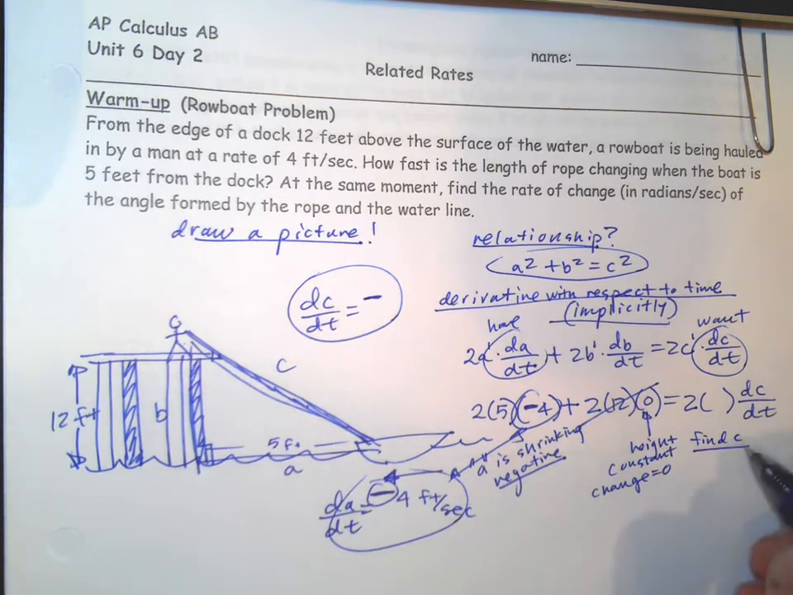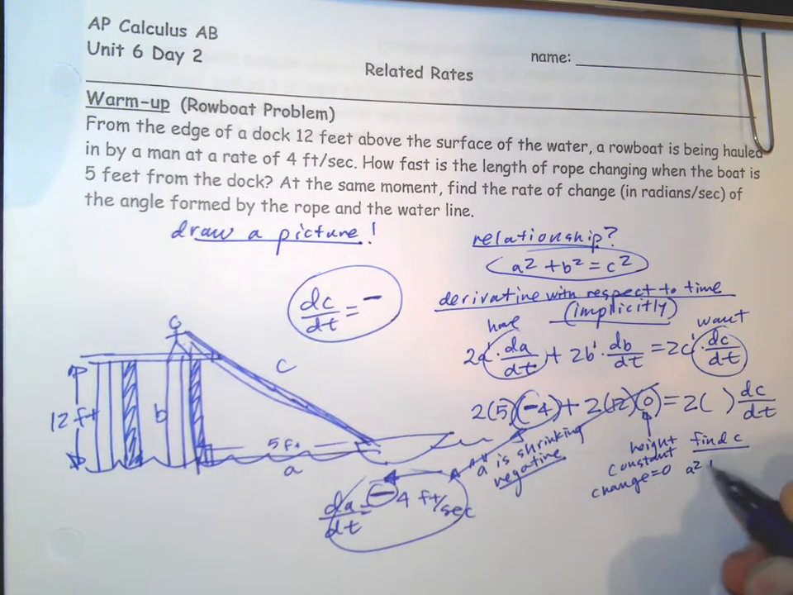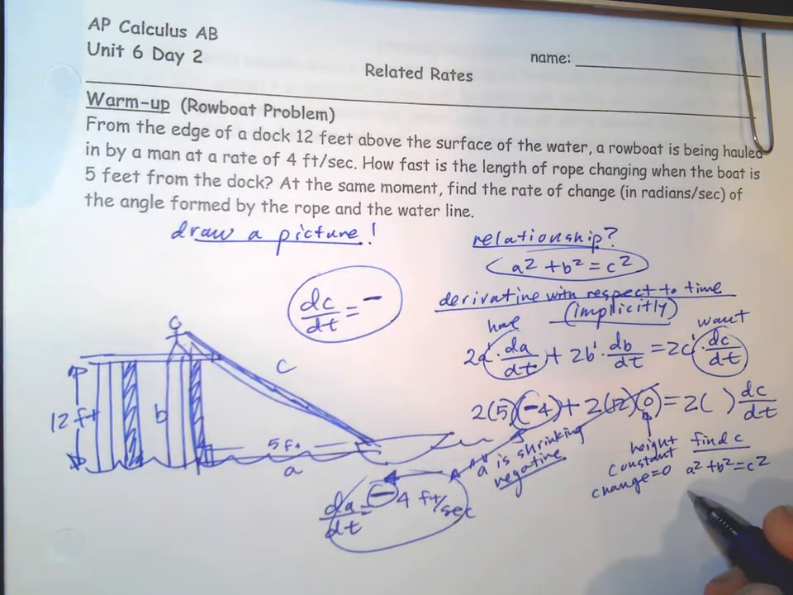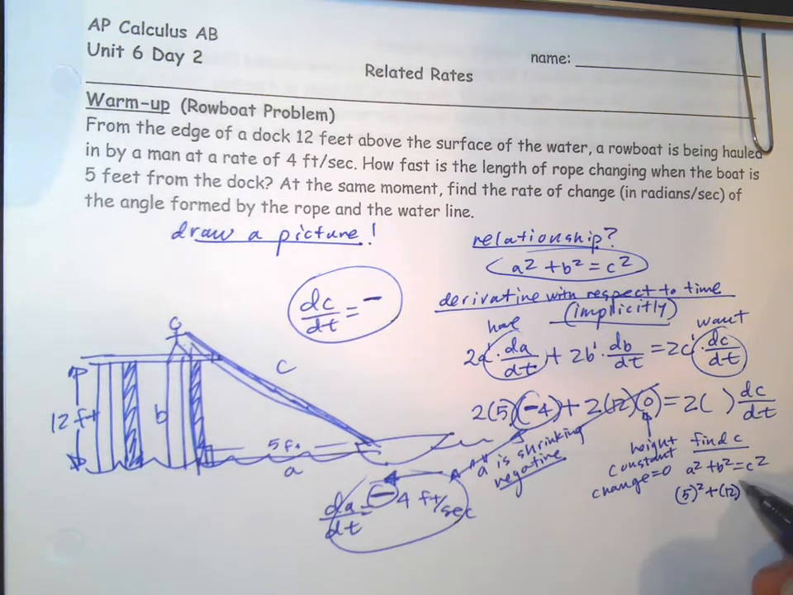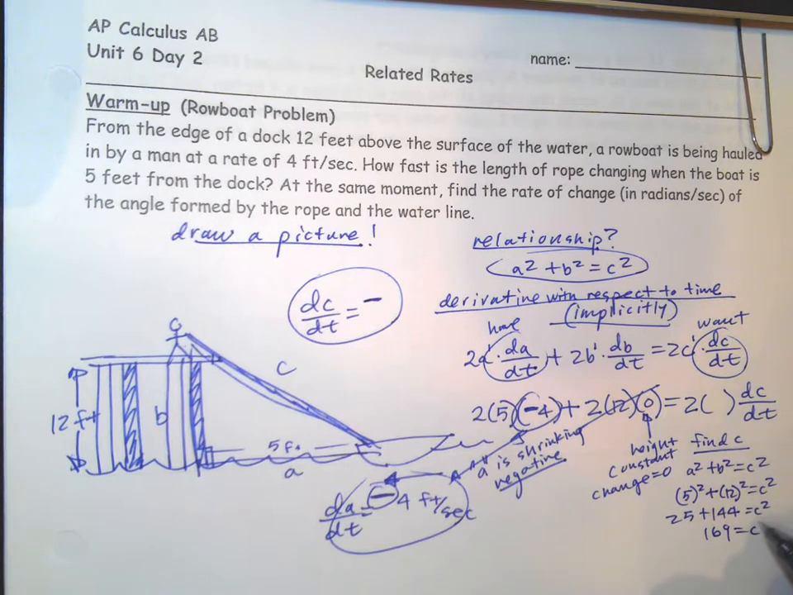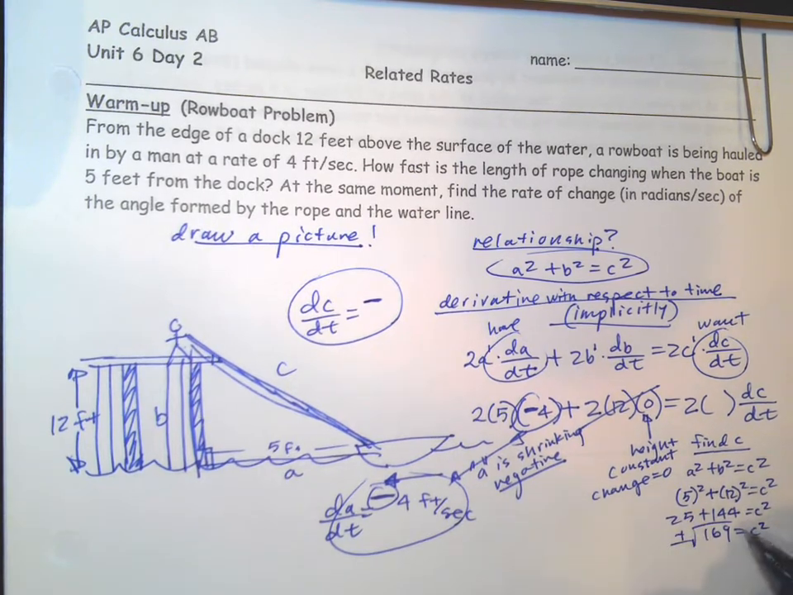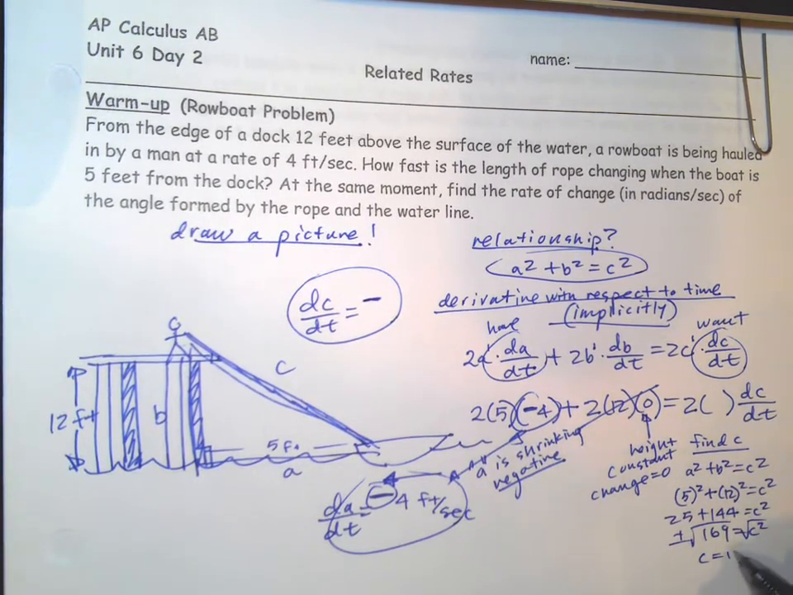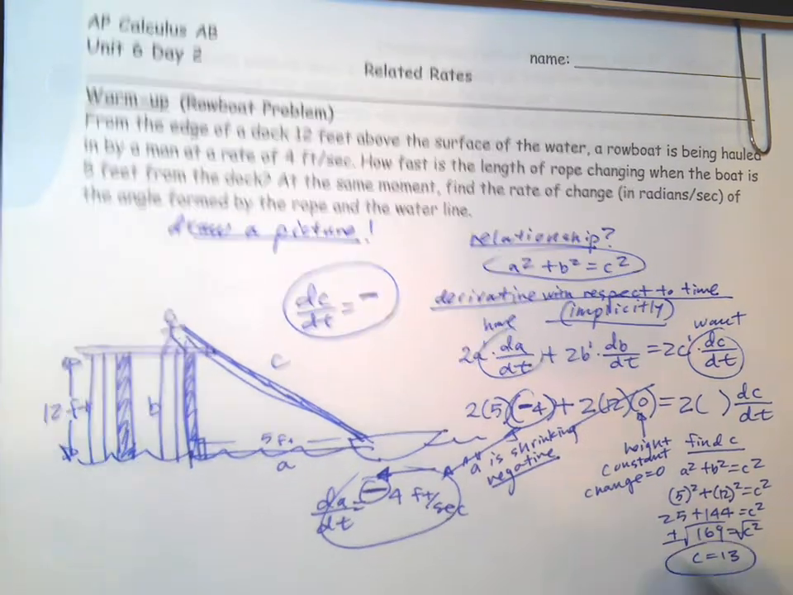So we're going to use a squared plus b squared equals c squared. And so a is 5, b is 12. Okay, so we get 25 plus 144. And that's going to be 169. And you can take square root of both sides, plus or minus. I always want to see plus or minus work. So many people leave it off when they need it. So yeah, even though this time it's going to be positive, I don't care.